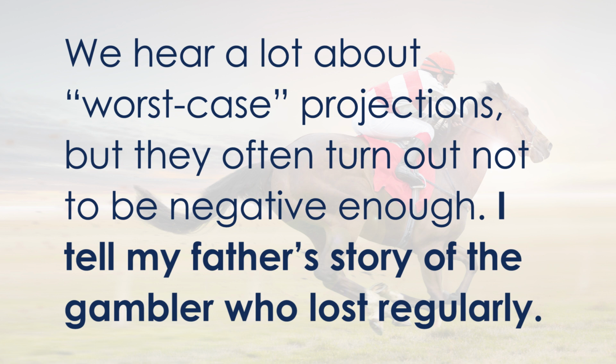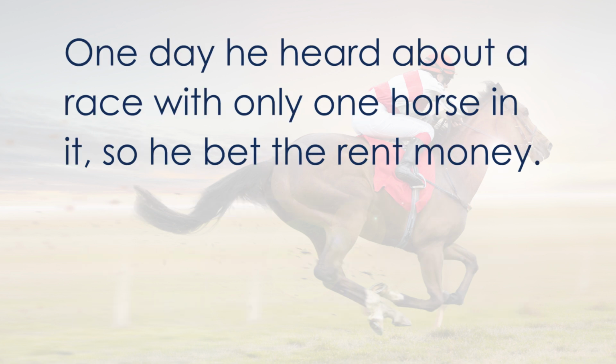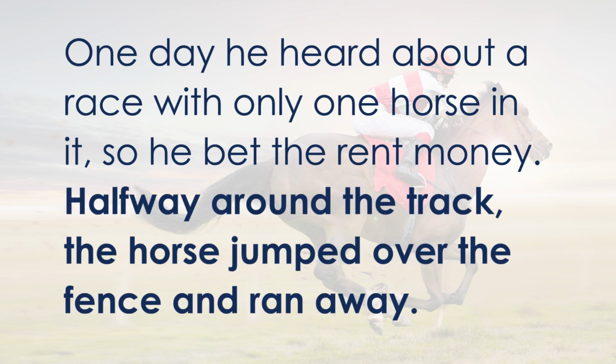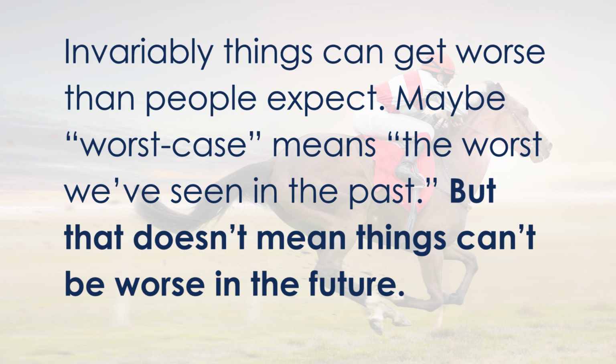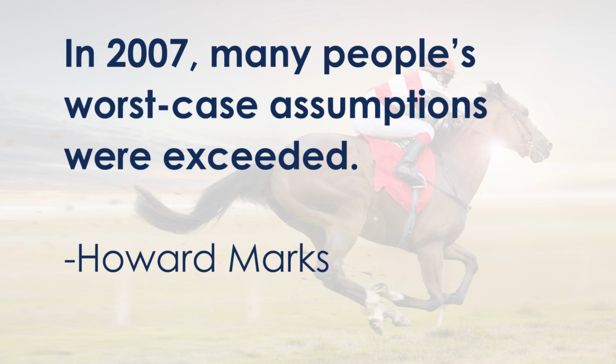I tell my father's story of the gambler who lost regularly. One day he heard about a race with only one horse in it, so he bet the rent money. Halfway around the track, the horse jumped over the fence and ran away. Invariably, things can get worse than people expect. Maybe worst case means the worst we've seen in the past. But that doesn't mean things can't get worse in the future. In 2007, many people's worst case assumptions were exceeded.